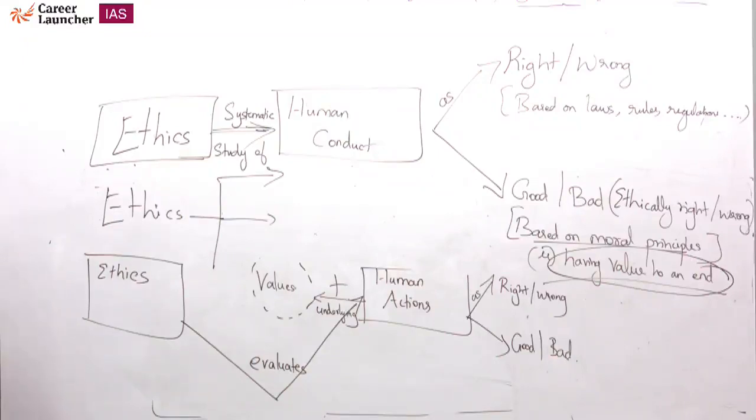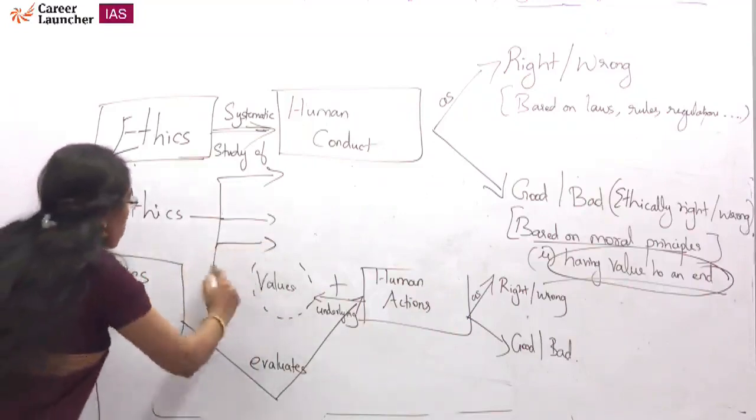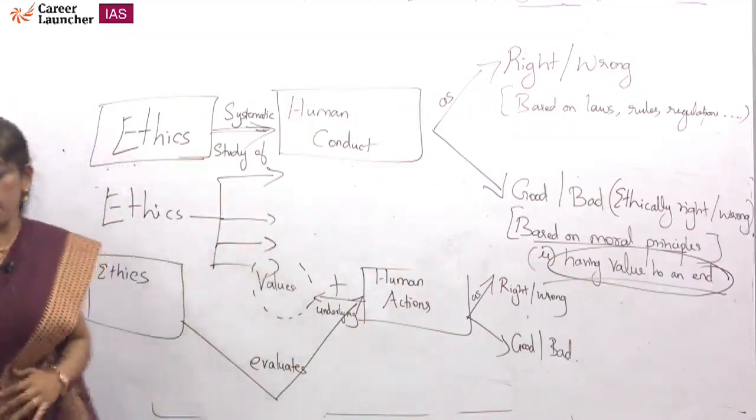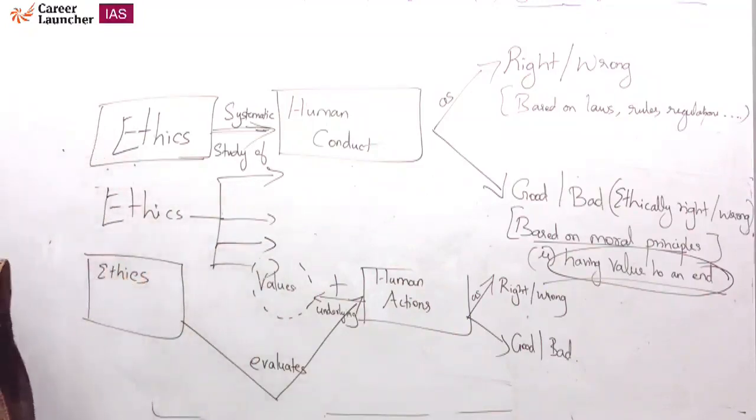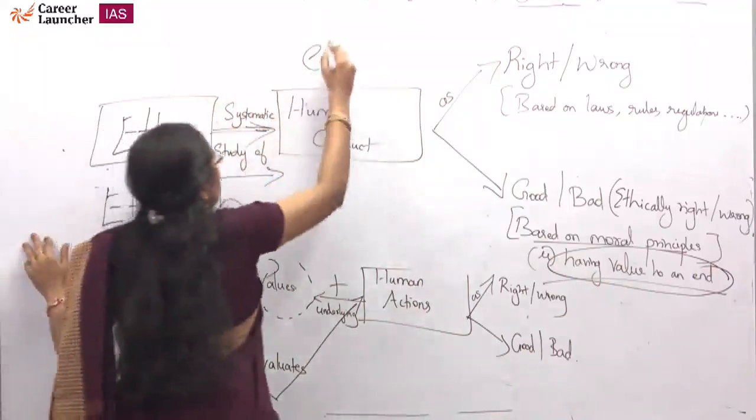Another small definition you can take, then we will see the next topic. Ethics comes from, where has this word been derived? We have to know the origin. It comes from the Greek word ethos.